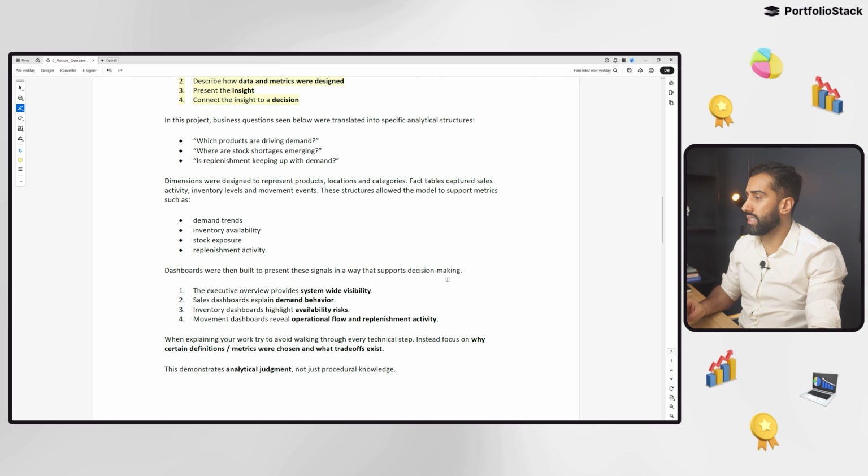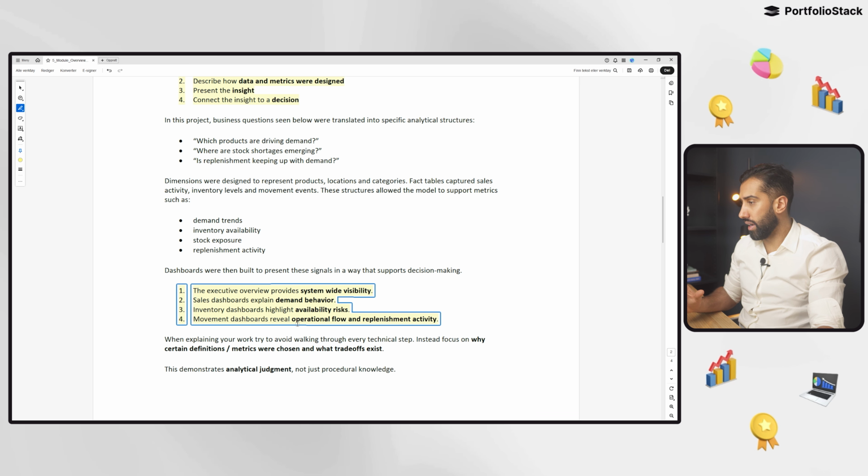Dashboards were then built to present these signals in a way that supports decision making. And I marked some of these off. The executive overview provides system-wide visibility. The sales dashboard explains demand behavior. Inventory dashboards highlight availability risks. Movement dashboards reveal operational flow and replenishment activity.